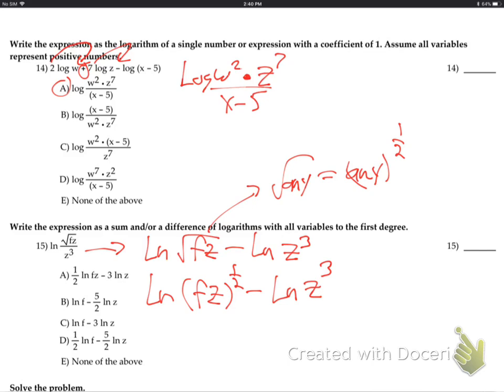So what? Why do I care? Well, because then that power can come to the front. Remember log rules, the powers come to the front? So this becomes half ln fz, and then the 3 comes down here. And right here, we might think the answer's A. I did in my office at first.